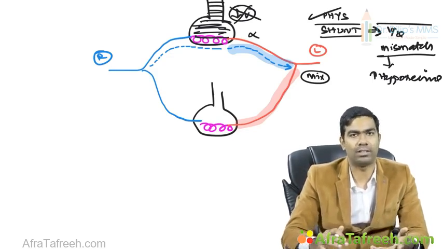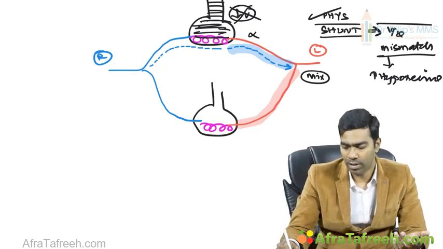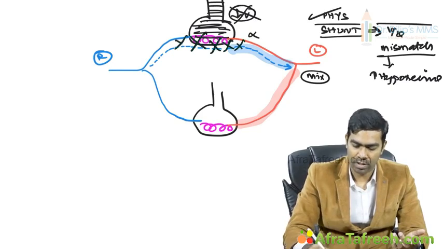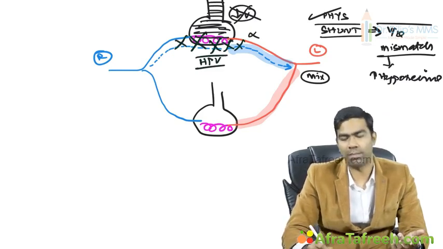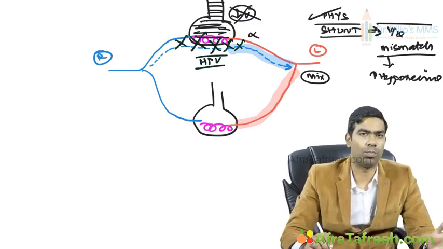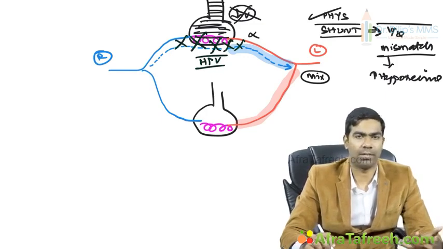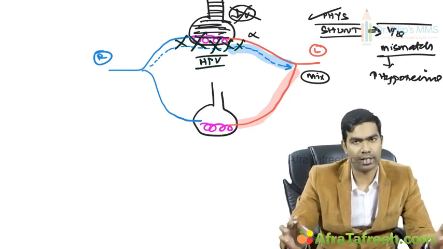So to prevent this, the lungs have a protective mechanism, which we refer to as hypoxic pulmonary vasoconstriction. This is mediated by hypoxia-sensitive potassium channels, which close and cause depolarization, and it's going to result in calcium influx and vasoconstriction and so on. So we'll discuss the mechanism later on.